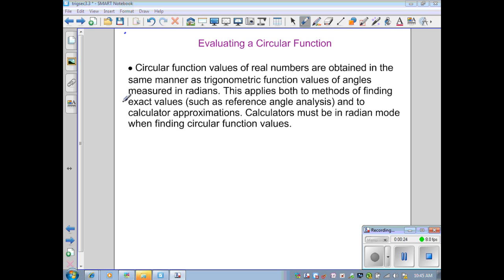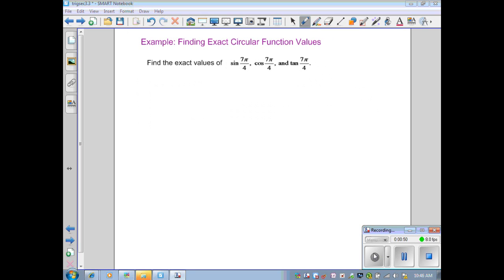This applies to both methods of finding exact values, such as reference angle analysis, and calculator approximations. But when we use calculator approximations, they must be in radian mode when finding these circular function values. Our first example asks us to find exact circular function values. We're given the sine of 7 pi over 4, cosine of 7 pi over 4, and tangent of 7 pi over 4.